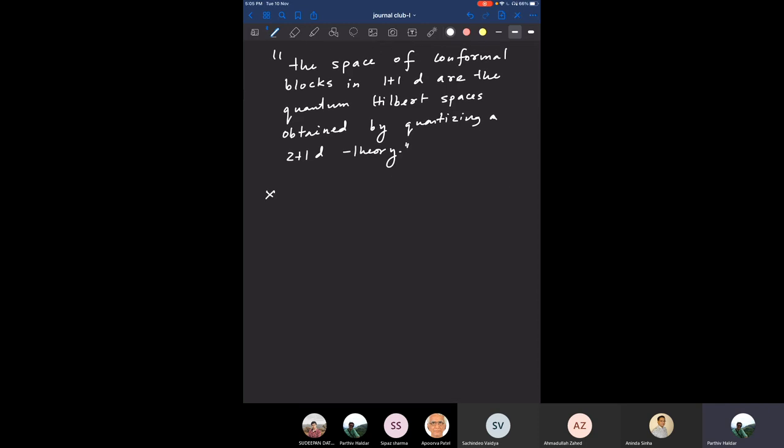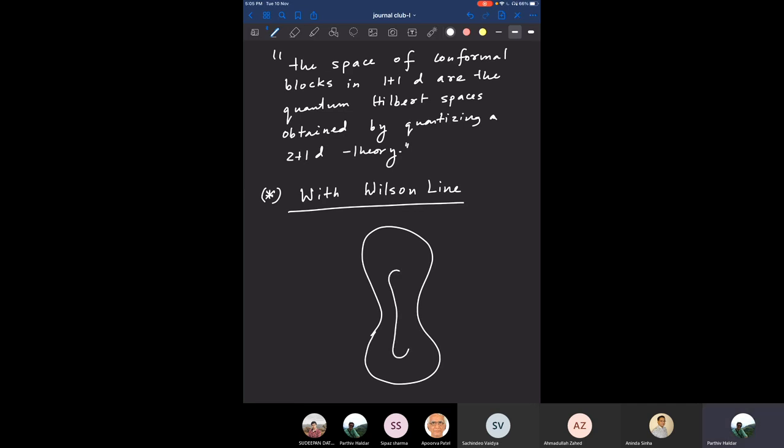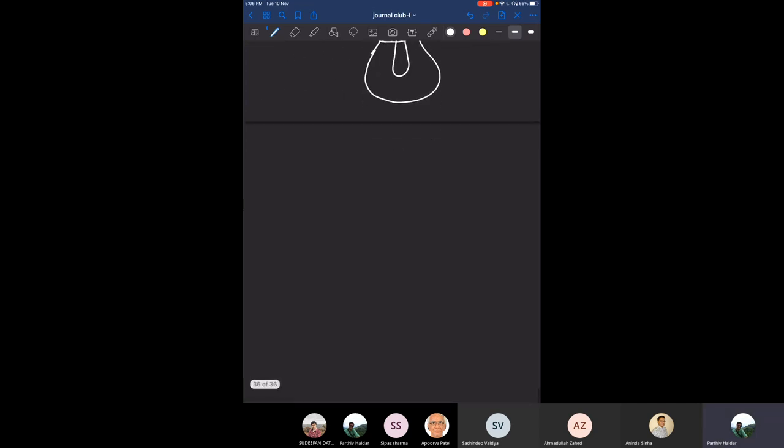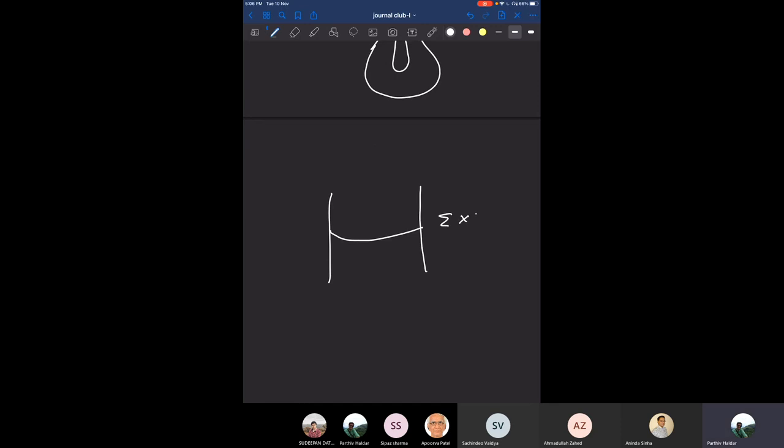A similar thing can be done when there is a Wilson line. Suppose you have a Wilson line W which goes like that, and you can cut again with a sigma, but now the Wilson line actually passes through the sigma. So basically the sigma cuts the Wilson line. So now you have the same sigma cross R1, but your Riemann surface sigma is actually marked.